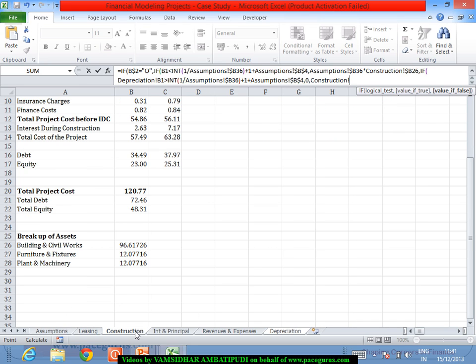What is the asset value? This asset value here I am taking a dollar here, the asset value minus whatever has been depreciated till date. So which is nothing but 1 divided by, so the integer times 1 divided by the assumption B36.